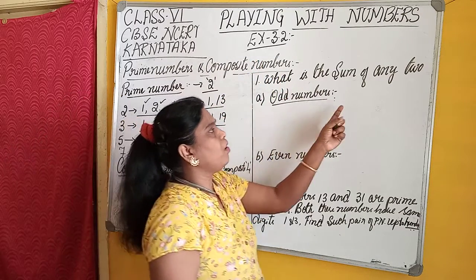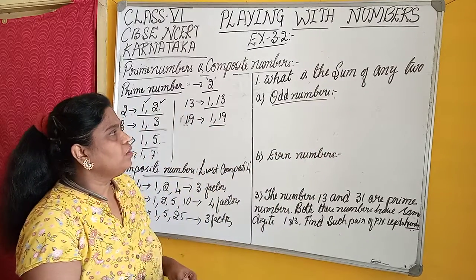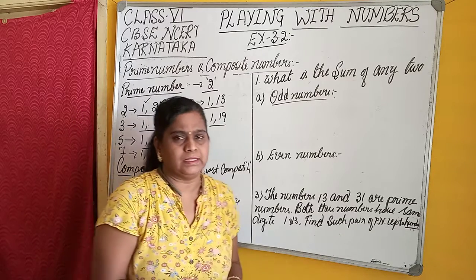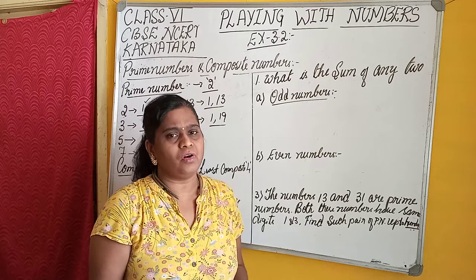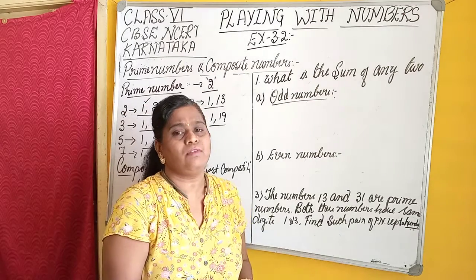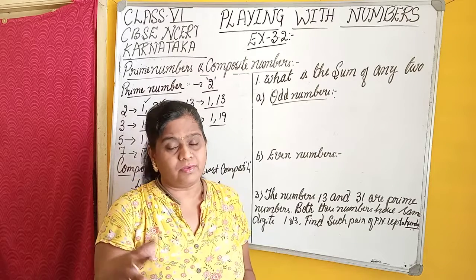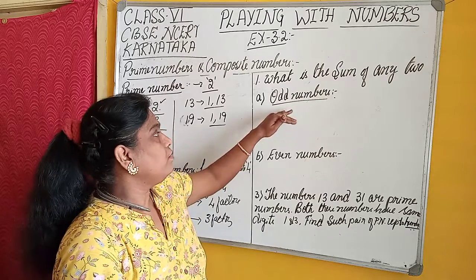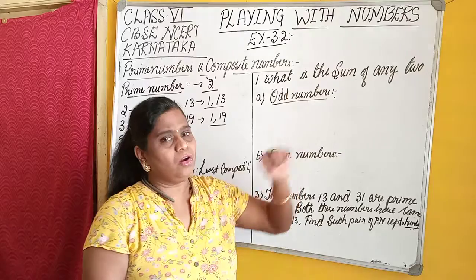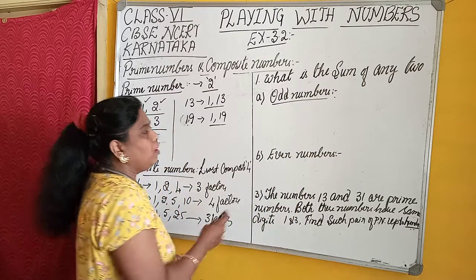What is the sum of any 2 odd numbers? Here the question is, what is the sum of any 2 odd numbers? You know that there are even numbers and odd numbers. The odd numbers are 1, 3, 5, 7, 9, 11, 13, like that. When we add any 2 odd numbers, is it an even number or an odd number? We have to tell.